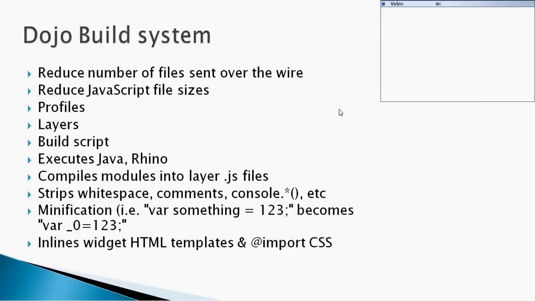If you use an HTML template inside your dijit widgets, the build can also convert that template file into an inline string inside your JavaScript. That will save another call, because when you load it as a template file it would be another request. To save that, it can convert the template file into an internal string.